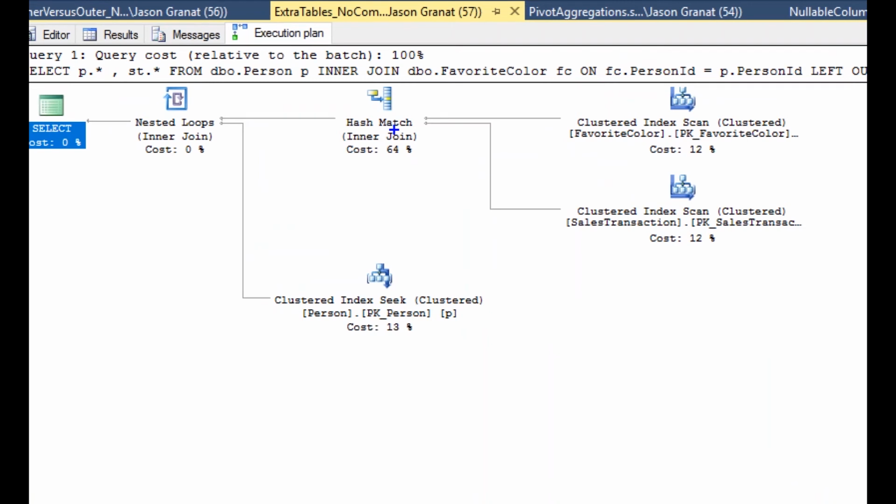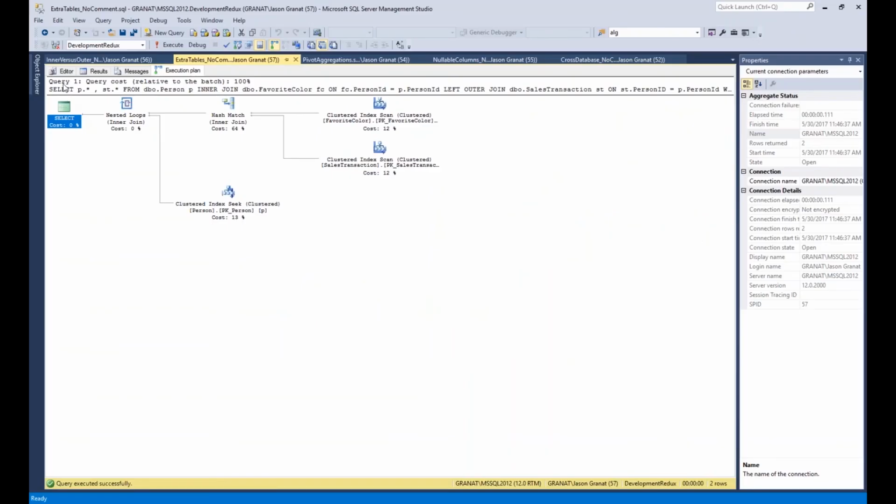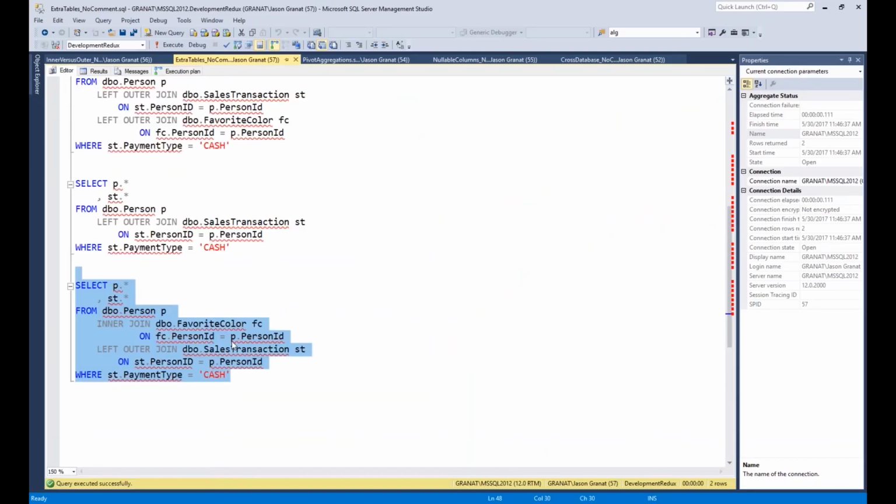It's interesting to note, right? We do see a hash match here because we're adding our color and our sales transactions together, right? We're matching those, and then we're matching into our person data. So again, depending on how you're utilizing that data, whether you've got those columns coming back or you aren't using them at all, or you're just using them to perhaps filter things, obviously you're going to get different plans for those.